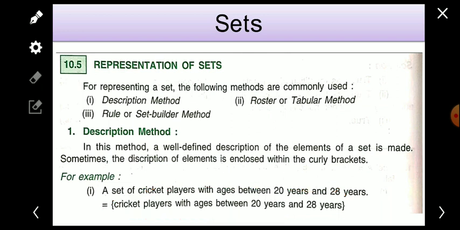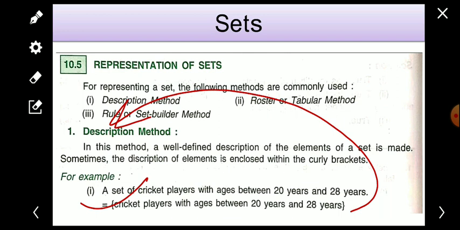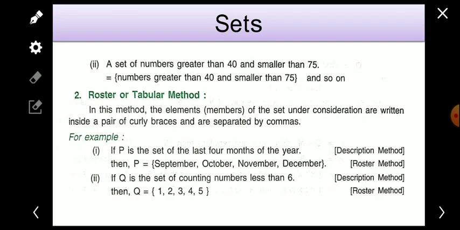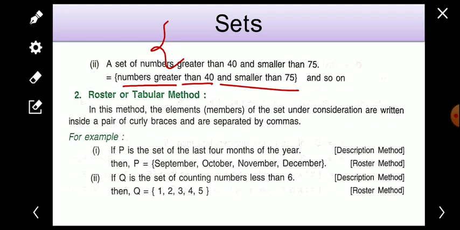So this is the set. In this we have used the description method to represent the set. Now, more examples: a set of numbers greater than 40 and smaller than 75. So here we'll represent it through the set. At first we'll start the curly bracket, and we'll add numbers greater than 40 and smaller than 75, and we'll close the curly bracket, and so on we will write the sets.